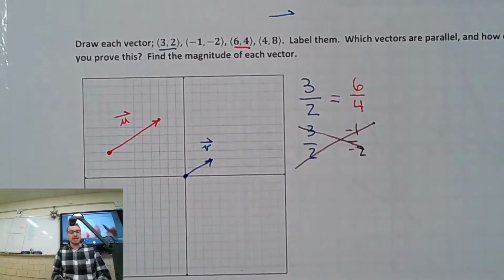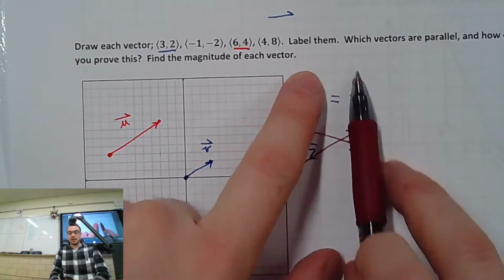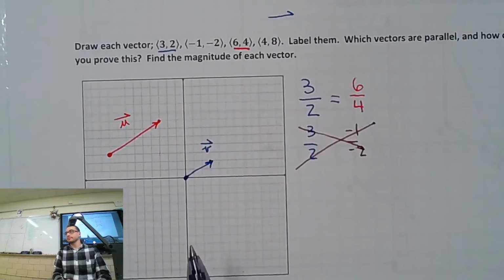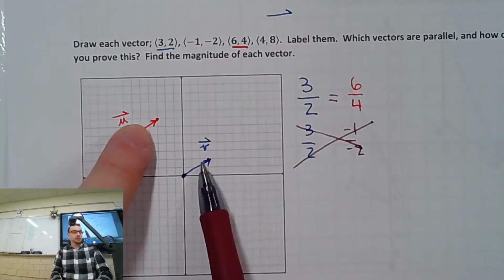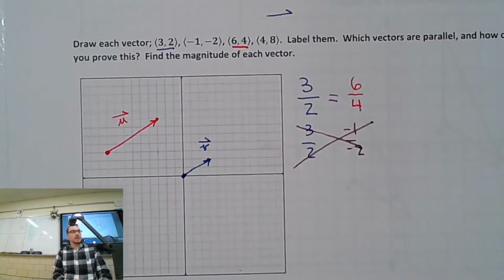These two are parallel because they have the same slope almost, right? They have the same vertical and horizontal components in ratio. Simplified fractions, right? So when these two equal each other, that means those are going to be parallel. And when they don't equal each other, they're not parallel.